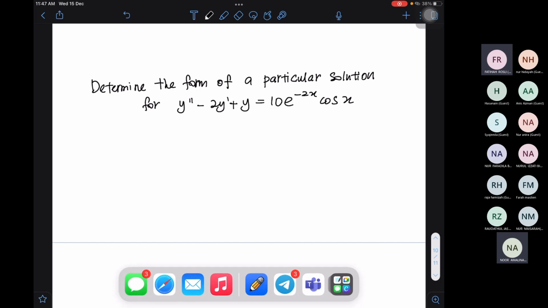Kita akan masuk topik baru iaitu variation of parameter. Masih lagi solving non-homogeneous differential equation, tapi menggunakan method yang dinamakan sebagai variation of parameter. So, esok saya sediakan video recording untuk awak tengok. Okay, kita buat kelas online sekali di seminggu.